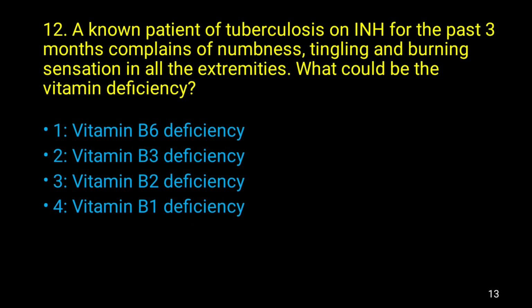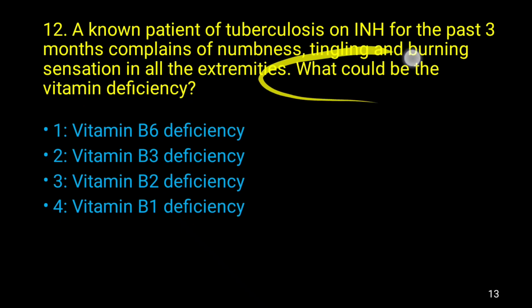Now here other options are like B3 deficiency, but B3 is basically niacin, B2 is riboflavin, B1 is thiamine deficiency. But here the symptoms are related to the CNS, and when the particular word INH is written, you don't have to choose any other option. You have to go with the particular vitamin deficiency, that is vitamin B6.